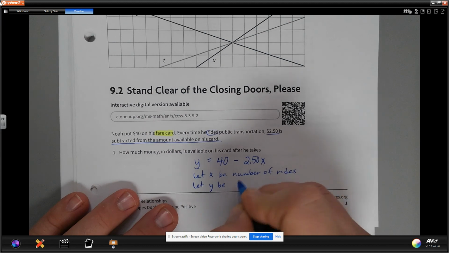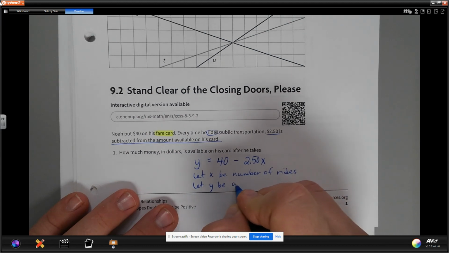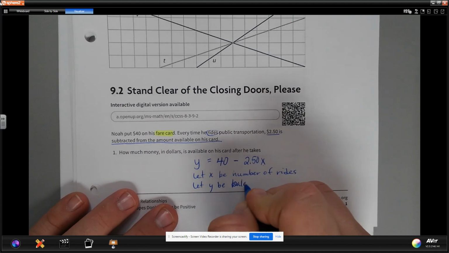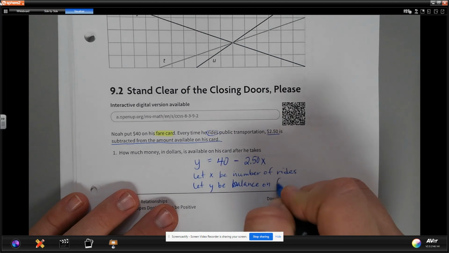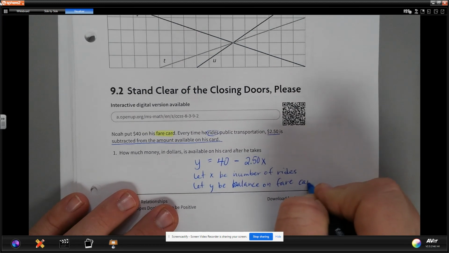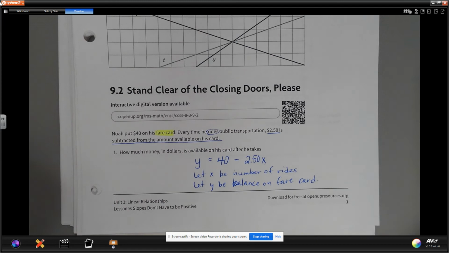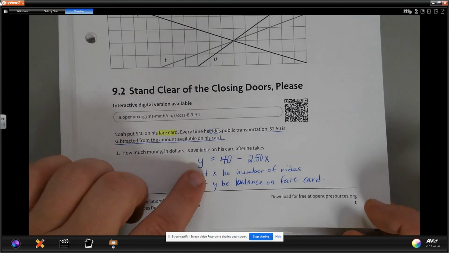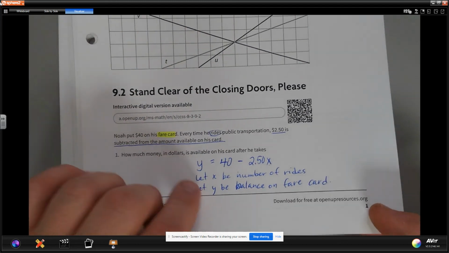Y will be, we'll call it balance on fare card. Balance just means how much money is on the card. So we are going to use this equation to help us out with these other pieces.